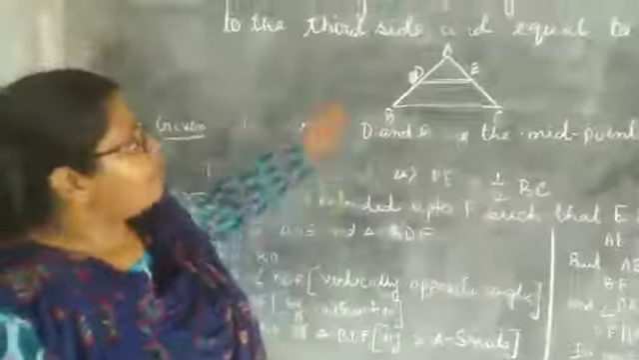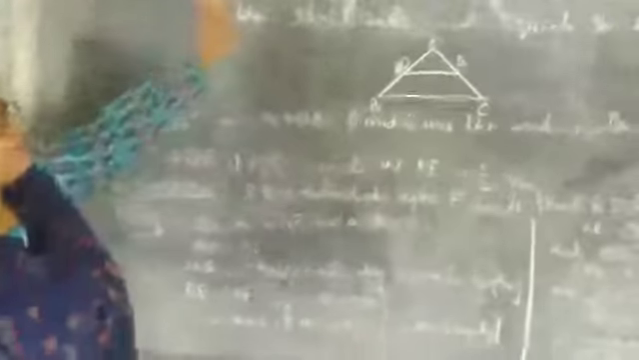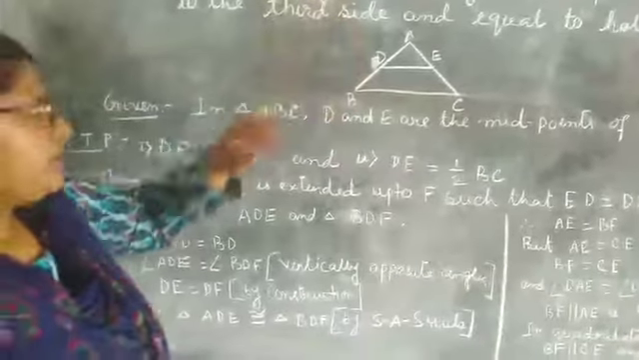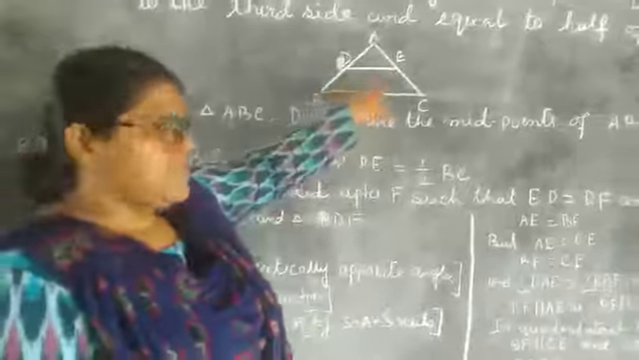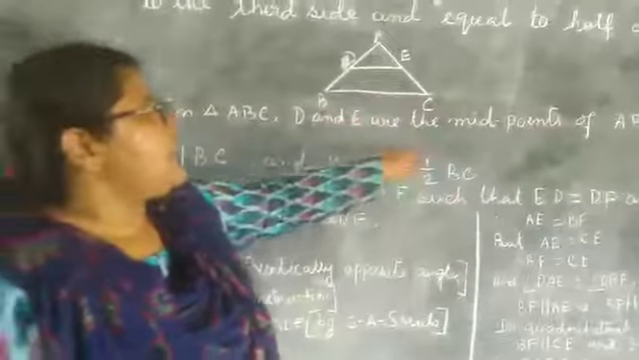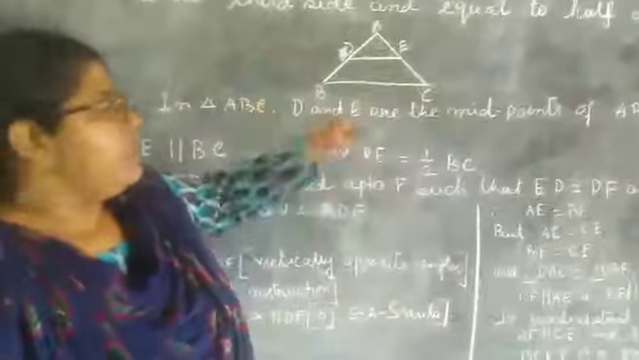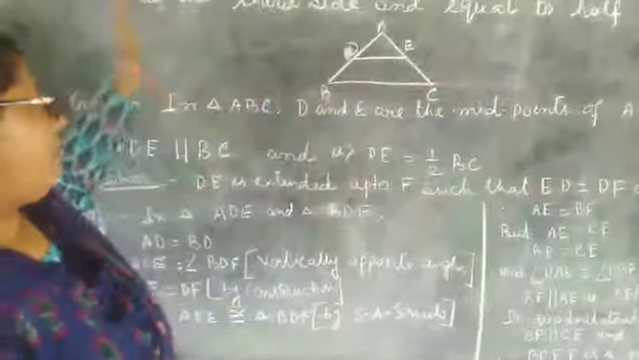Now look, after drawing we have to write Given. Given means what is given in our statement. Given is two midpoints. So in triangle ABC, we draw D and E as midpoints. So D and E are the midpoints of AB and AC respectively. Now we join D and E. This is our given part.